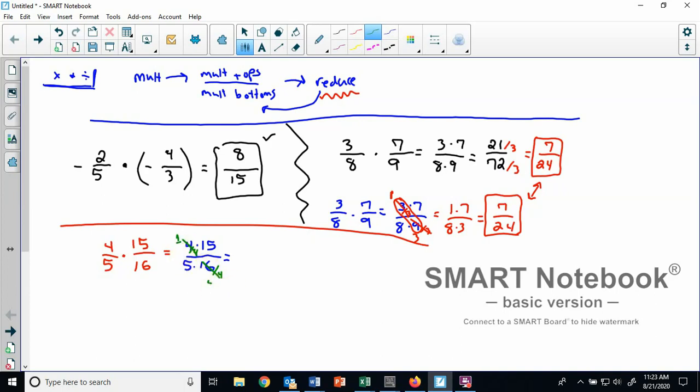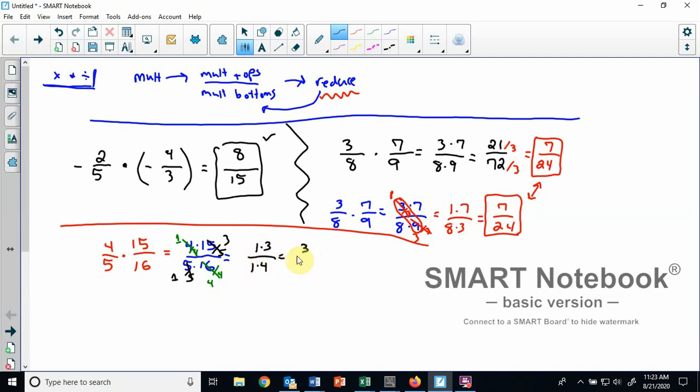16 divided by 4 is 4. And that's not it. The 15 and the 5 are both divisible by 5. 15 divided by 5 is 3. 5 divided by 5 is 1. So what do we have up top? We have 1 and 3. 1 times 3. What do we have on the bottom? 1 times 4. Oh my, that's really easy.